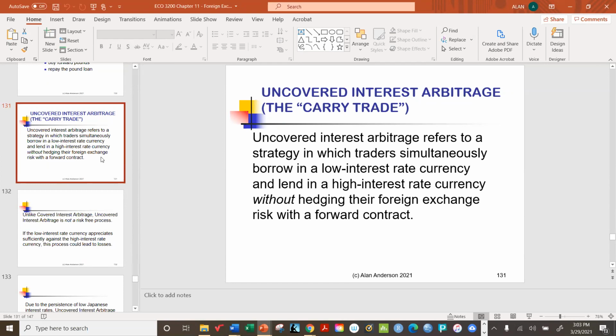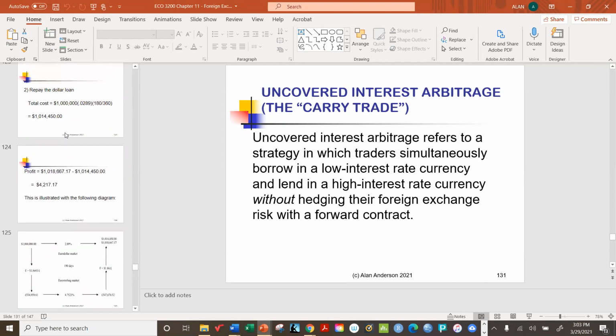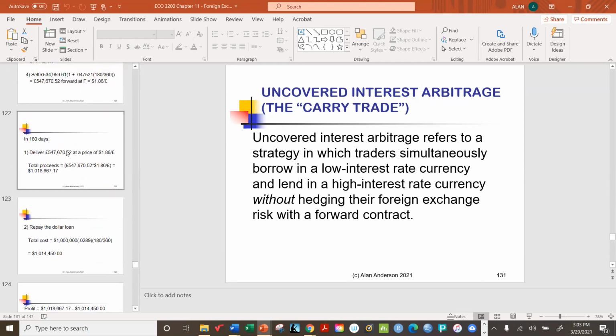But there was always a gamble involved because at no point in this process do we actually enter into a forward contract. So unlike the other two cases we looked at, triangular arbitrage and covered interest arbitrage, which are really and truly risk-free, this one is not.